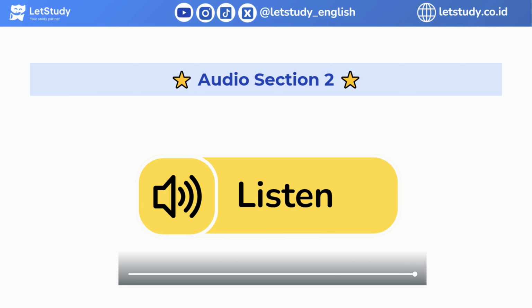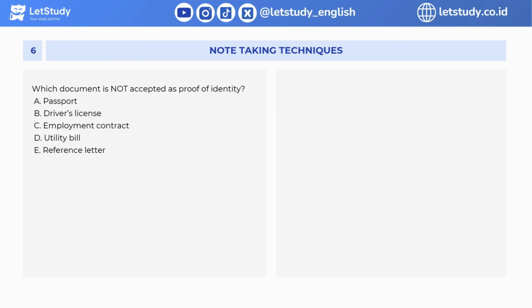Okay, StudyMates, are you done writing your note? Let's move on to question number 6. Which document is not accepted as proof of identity? A. Passport. B. Driver license. C. Employment contract. D. Utility bill.